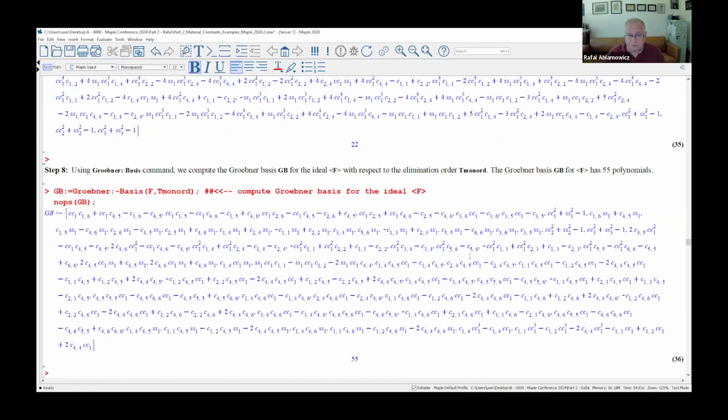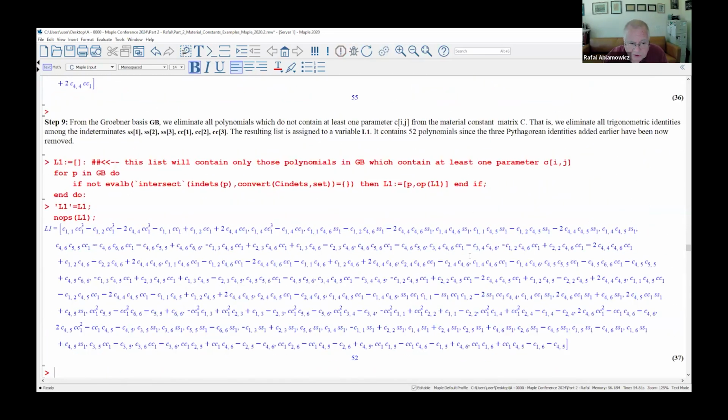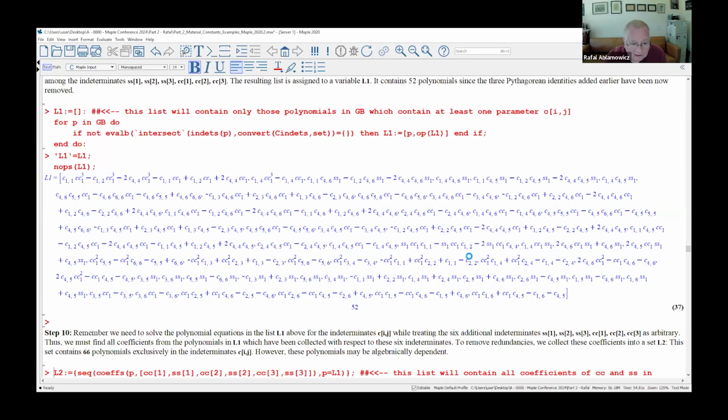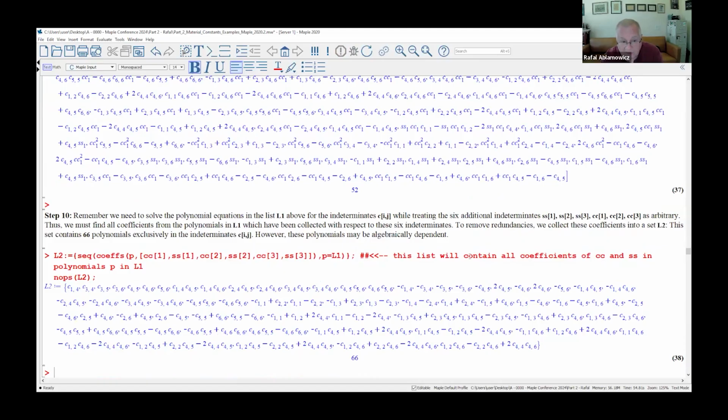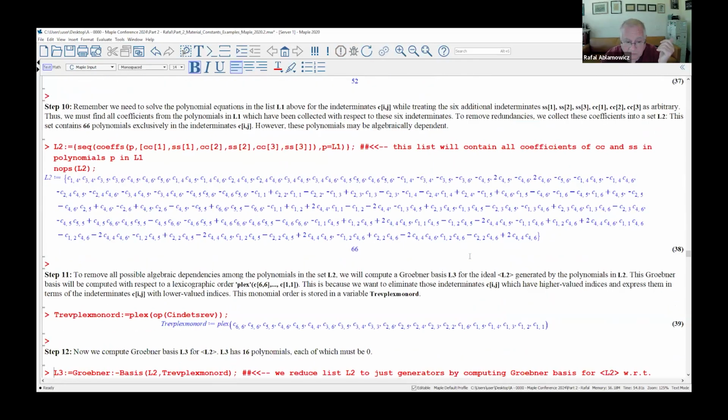I have 55 polynomials, and then I have to reduce this by eliminating polynomials which do not contain Cijk. Then I have to compare, because these polynomials are set to 0. So for arbitrary angles, I have another system of 66 polynomial equations I have to solve.